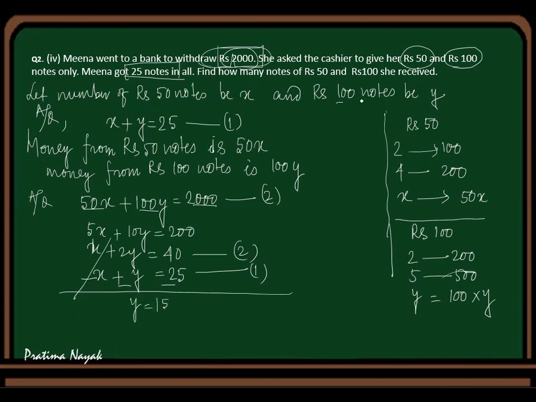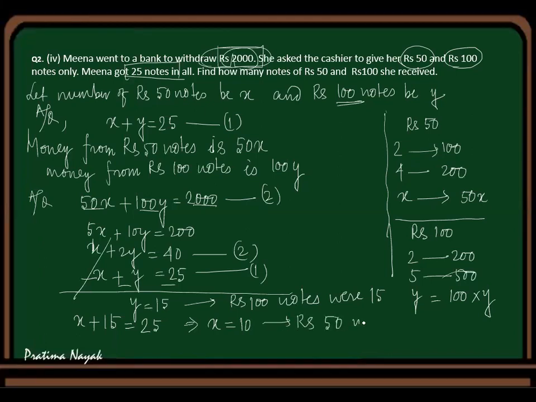Y I have taken as the rupees 100 notes. So there were 15 rupees 100 notes. Okay, now coming to x. x plus y is 25 and y is 15, so x is equal to 10. So rupees 50 notes were 10.